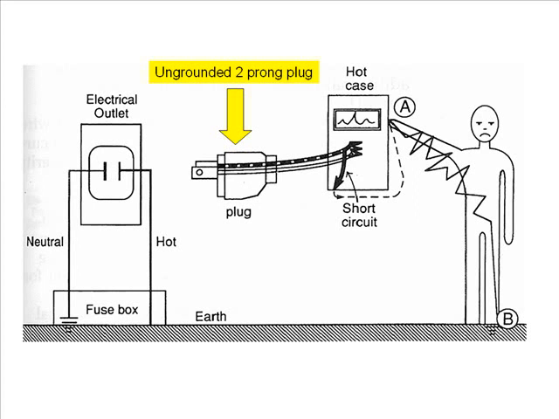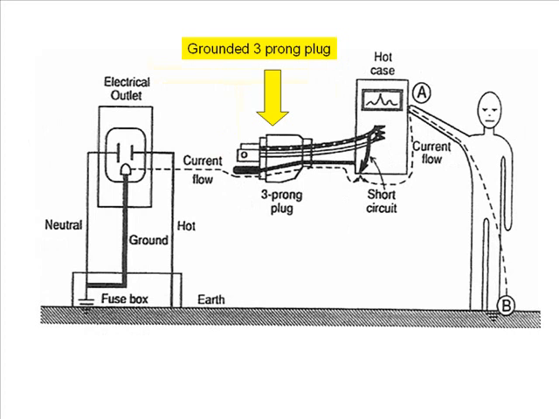Then if the individual touches the metal case, which has a short circuit to the hot outlet, what will happen is that when he touches the hot case, electrical current will go through him to the ground where he is standing. If it's over 100 milliamps of current, he's at risk of ventricular fibrillation. So let's see how a three-prong plug gets around that.